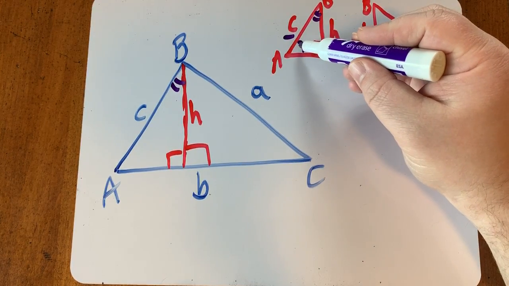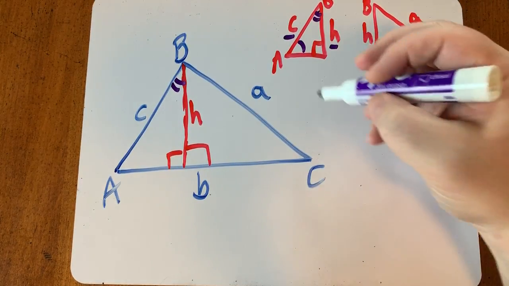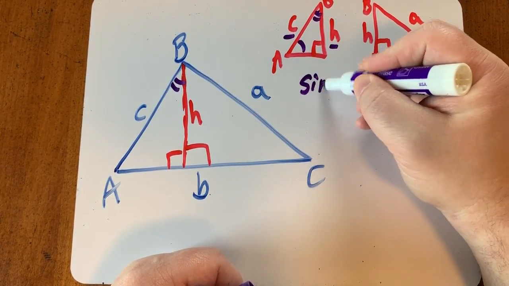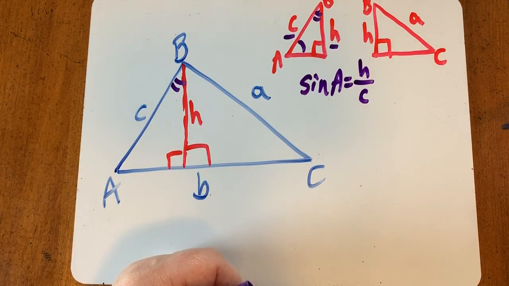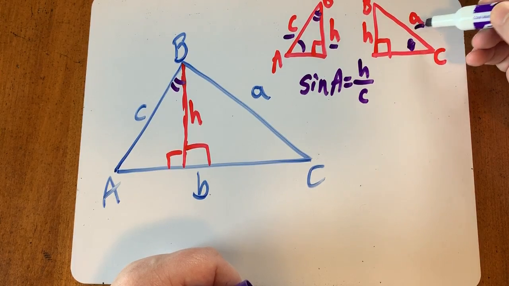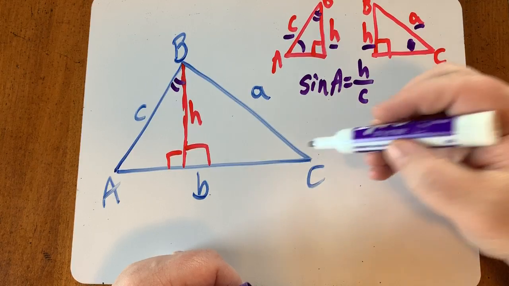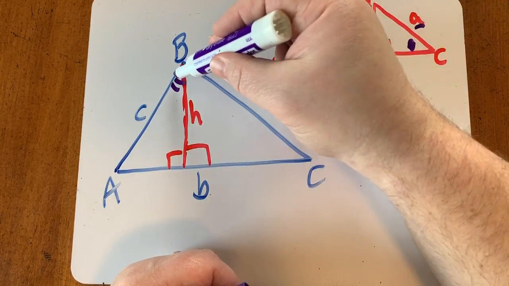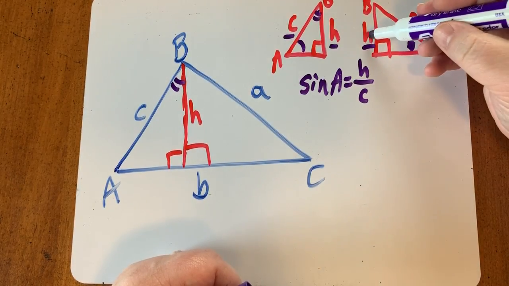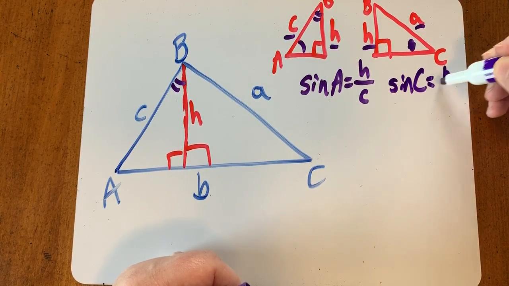But with angle A, we have the H is the opposite, the C is the hypotenuse. Sine is equal to the opposite over the hypotenuse. And then we have the same thing over here. We have angle C, which is part of our original triangle. We don't know what the measure of this angle is. We just know that these two together make up that angle B. And then we have the opposite and the hypotenuse again, so sine of C equals H over A.